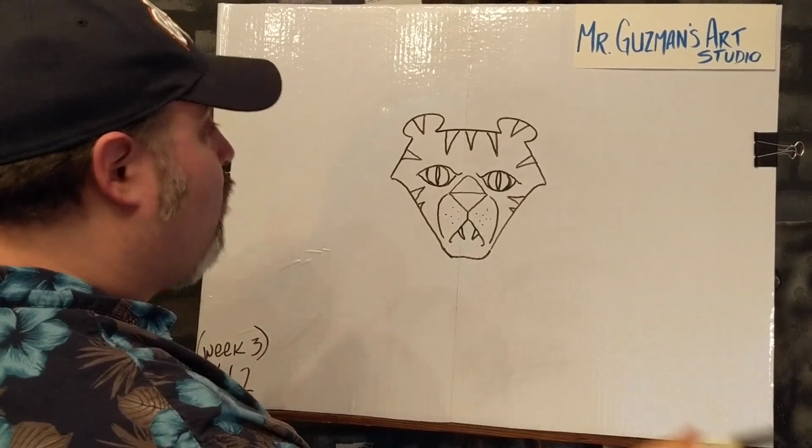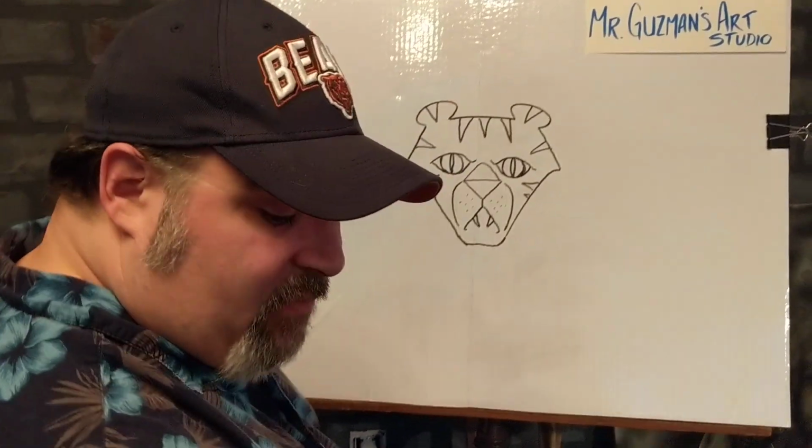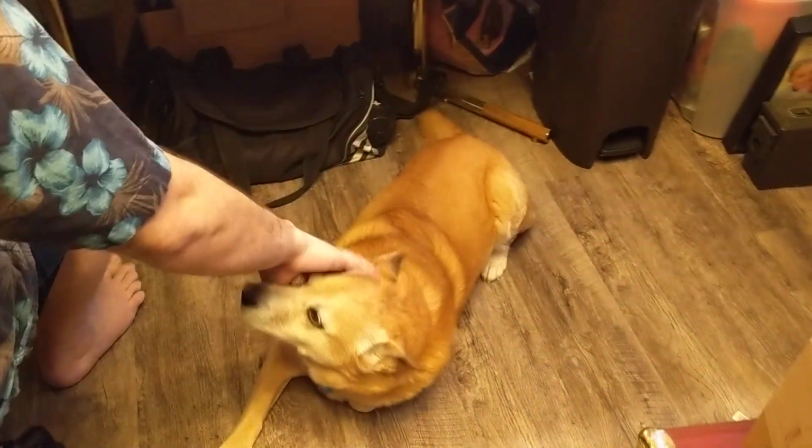So we're going to move on over to the drawing table now. So I'm going to have to ask Foxy Locks to scooch on over. Excuse me, baby dog. Excuse me. I got to get on over here.